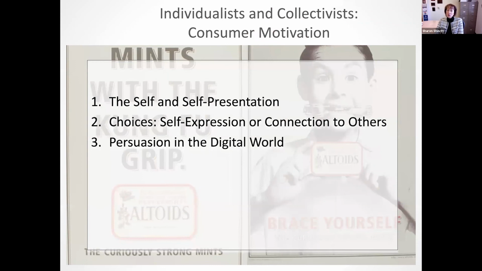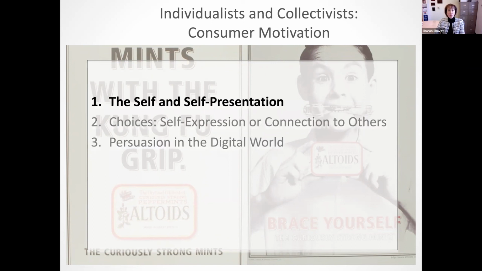So individualists and collectivists differ in a number of ways, but what I'm going to focus on today is the consumer motivations that distinguish these two categories of societies and the values that they tend to pursue. And then later on, we'll talk about the thinking styles that characterize people in these two broad cultural groups. So consumer motivations differ in a number of ways. I'm going to start by talking about the self and self-presentation in more detail. That is, how people view themselves.